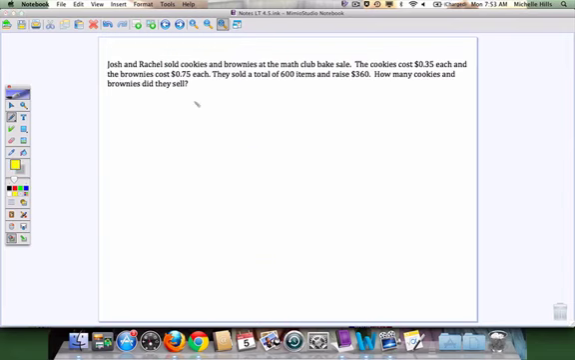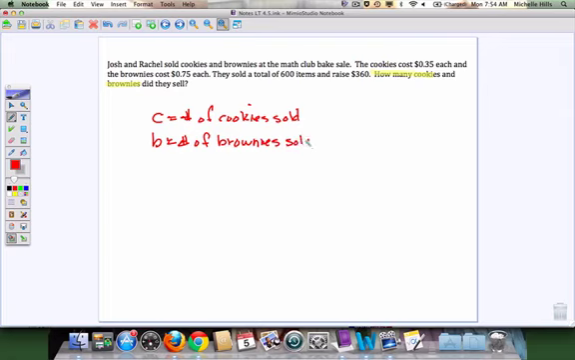This next equation, again, look for the two things they're asking you to find. They're asking me to find how many cookies and how many brownies did they sell. So my two equations, I'm going to use C is number of cookies sold, and B is the number of brownies sold.